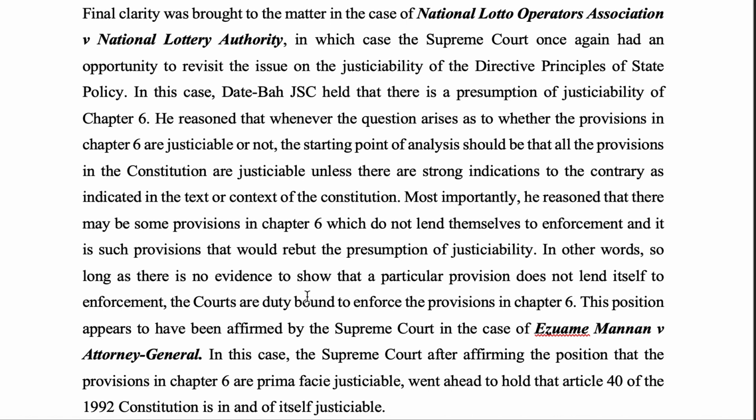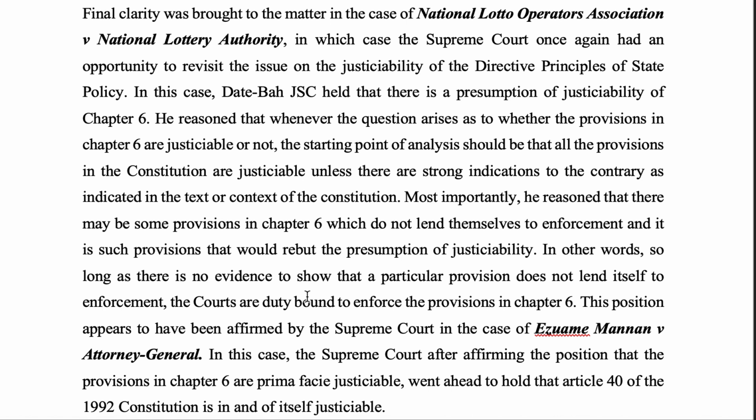He reasoned that whenever the question arises as to whether the provisions in Chapter 6 are justiciable or not, the starting point of analysis should be that all the provisions in the Constitution are justiciable unless there are strong indications to the contrary, as indicated in the text or context of the Constitution. Most importantly, he reasoned that there may be some provisions in Chapter 6 which do not lend themselves to enforcement, and it is such provisions that would rebut the presumption of justiciability. In other words, so long as there's no evidence to show that a particular provision does not lend itself to enforcement, the courts are duty bound to enforce the provisions in Chapter 6.